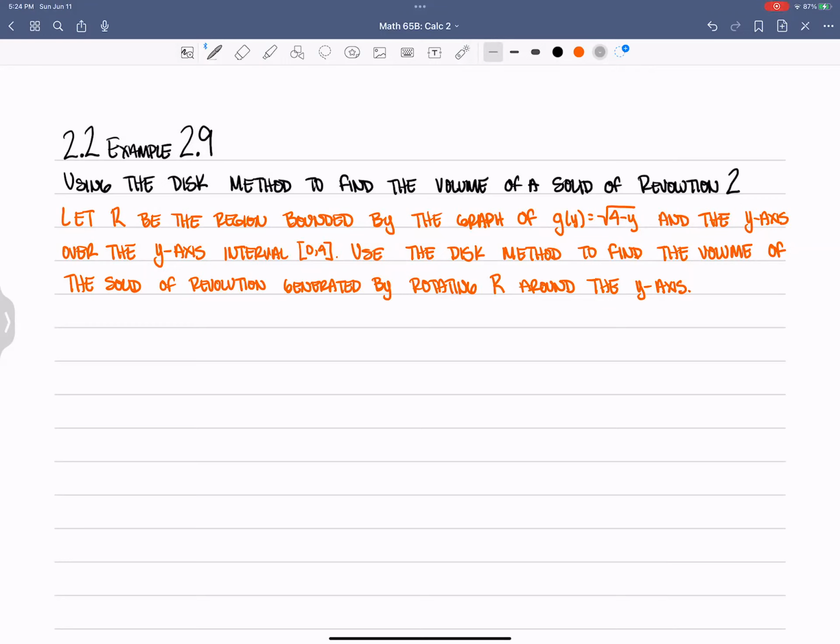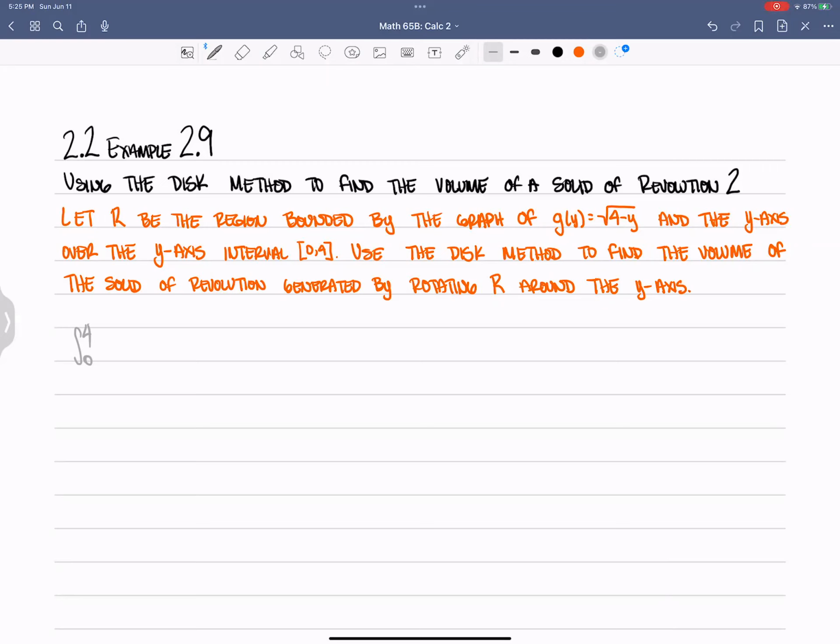So use the disk method to find the volume of the solid of revolution generated by rotating R around the x-axis. All right, so we don't have to do anything crazy. You could graph it if you want to, but in this case, we could just take it for what it is. So integrating with respect to y from 0 to 4, we're looking at the y-axis.